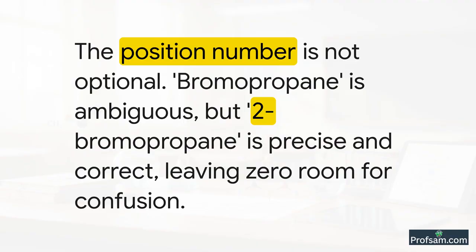It's not optional, okay? It is the most important part of the name. When you say 2-bromopropane, you're giving a very specific instruction. You're saying the bromine is on the second carbon of the propane chain. Now there is zero confusion. That is the correct name.